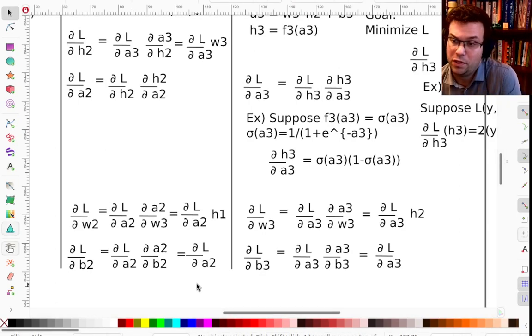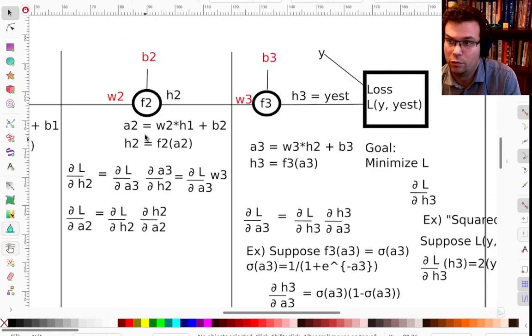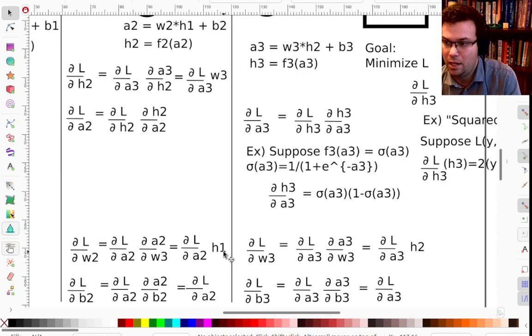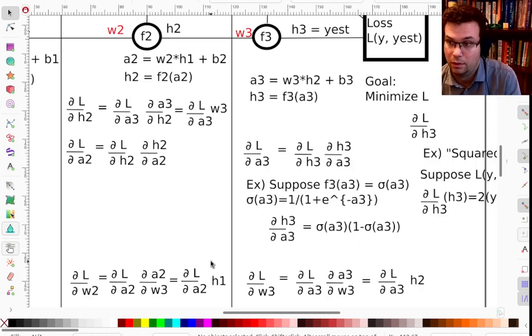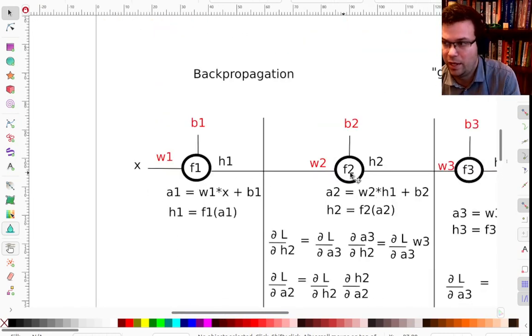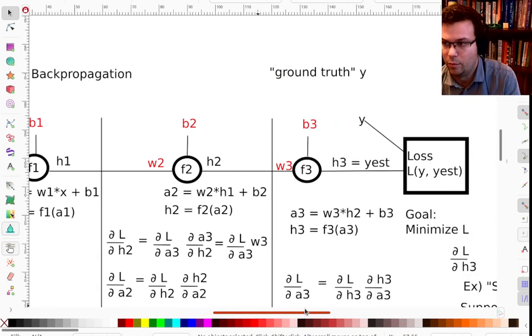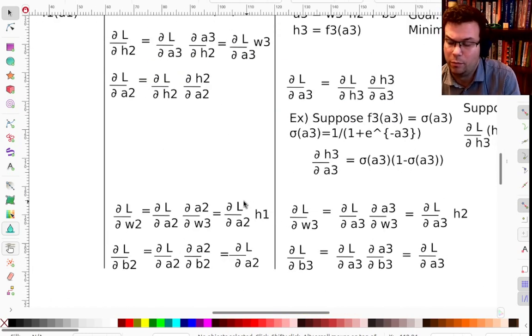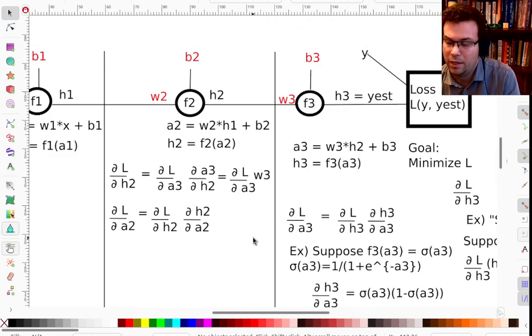So let's follow one example all the way through. I want to know how my learnable parameter W2 impacts the loss. So the derivative of the loss with respect to W2 is H1 times the derivative of the loss with respect to A2. H1 is something I got from the forward pass. So first I do the forward pass, I remember all the H's, I remember all the A's. So I plug in the H1, but now I need to know the derivative of the loss with respect to A2. That's something I computed before, and it's up here.